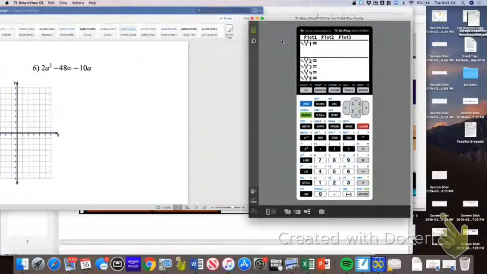Everything has to be over on the same side of the equal sign for your graphing calculator, the same way that we rearranged it. So we have to put it in there so that the 10a is over on the other side. You can't put the original equation in.